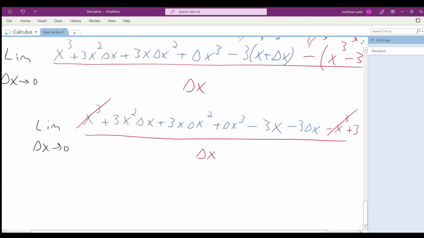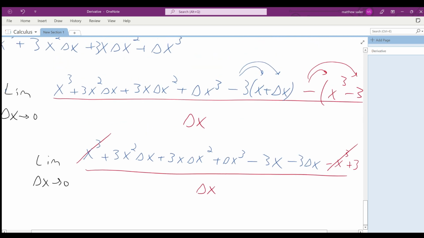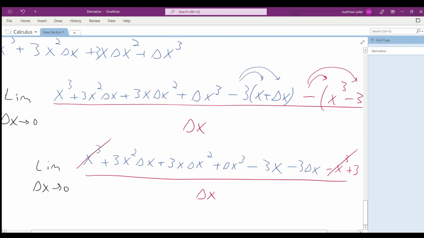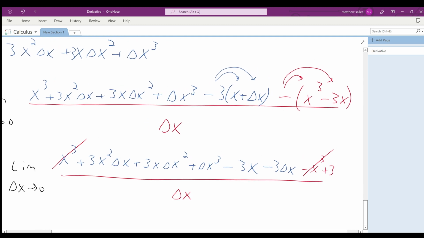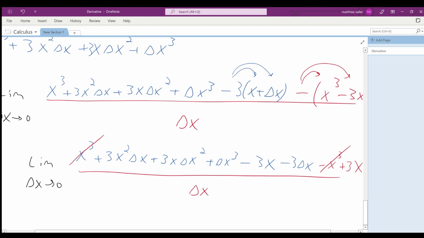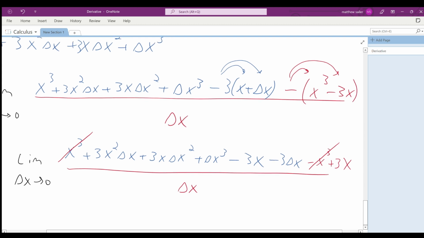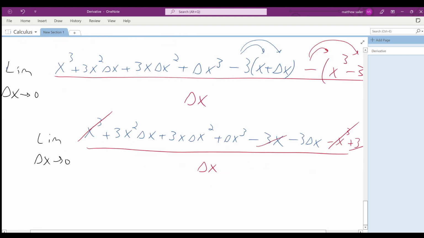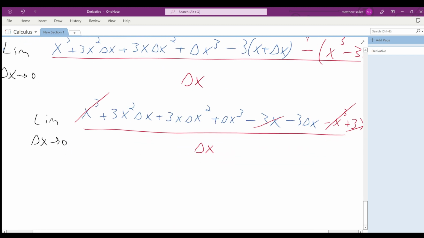Is there anything else we can cancel? So we got a minus 3x. Let's see. Oh, excuse me, that is a plus. See, when you do these problems, it's easy to make a mistake just because there's so many pieces to the equation. So that's a plus 3x. So this plus 3x can also cancel with this minus 3x. And now let's rewrite what we have left.